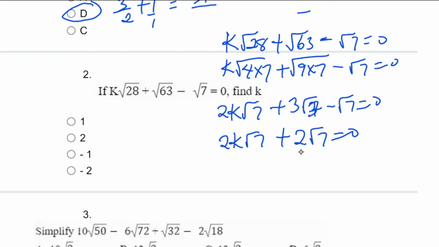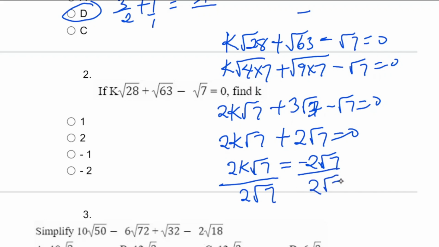All right. Next, let's take this one to the other side. That's going to be 2k root 7 equals minus 2 root 7. It is k that we are looking for, so we divide both sides by 2 root 7. The 2 cancels the 2, and root 7 cancels root 7. That is equal to minus 1. So k is equal to minus 1. I hope this is clear. So the answer is minus 1, that is this option here.